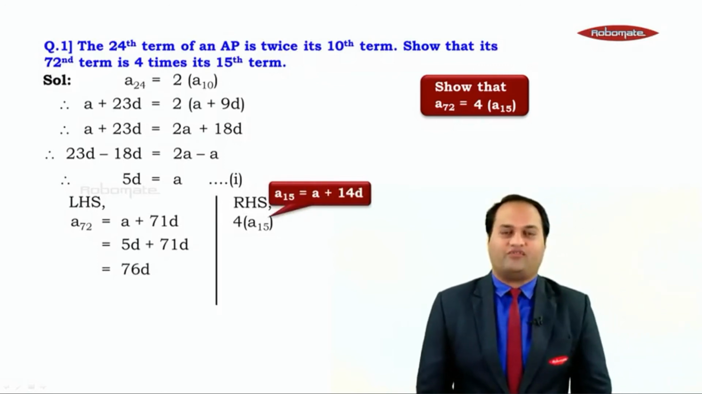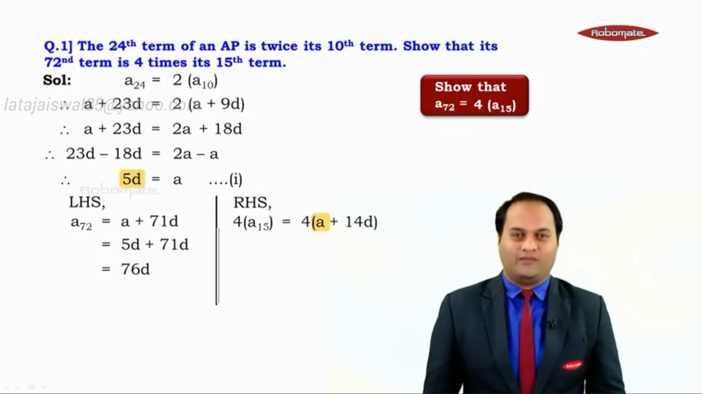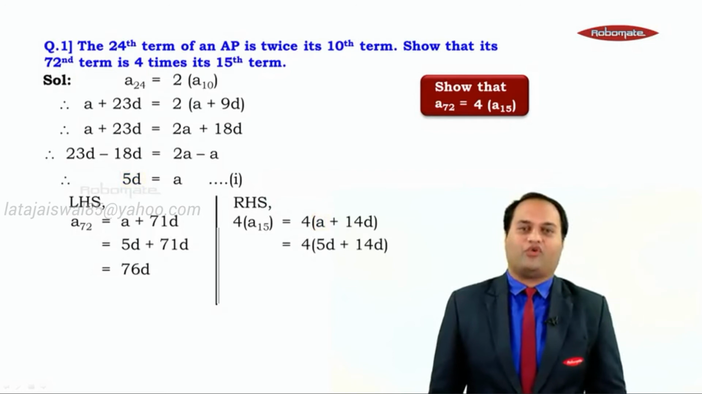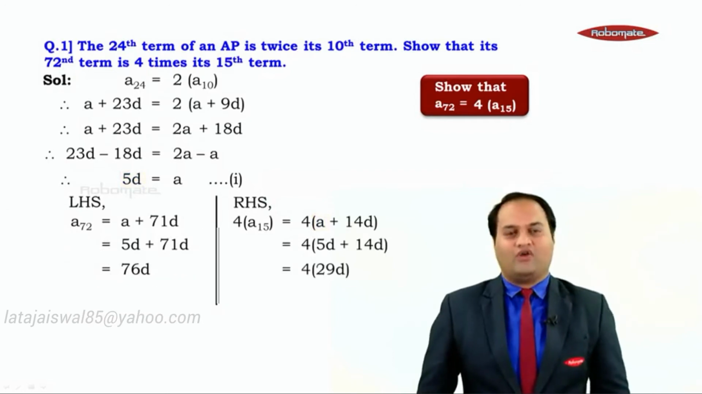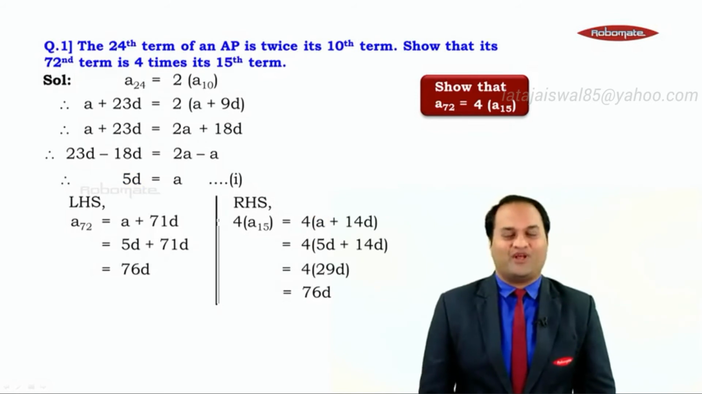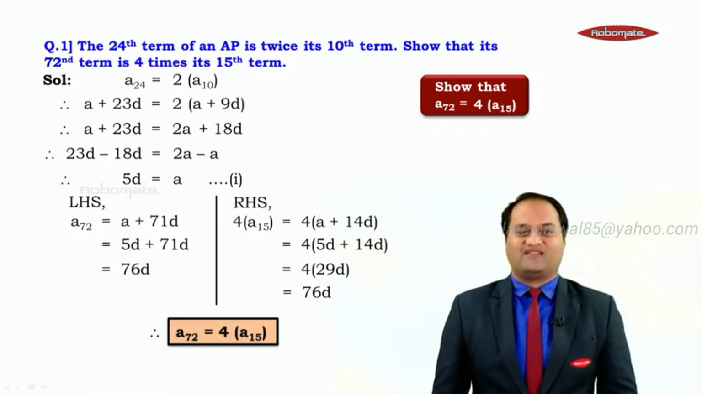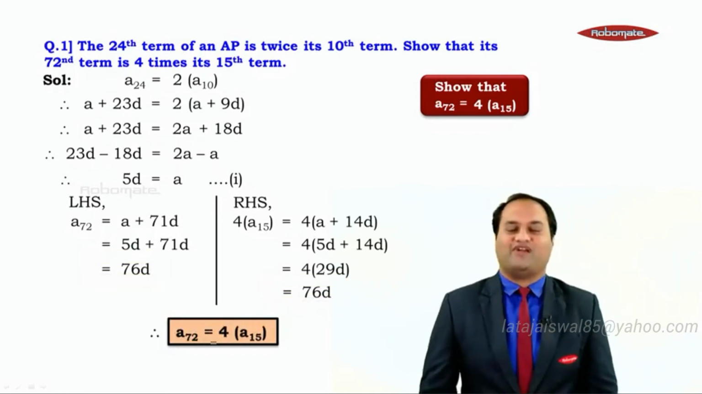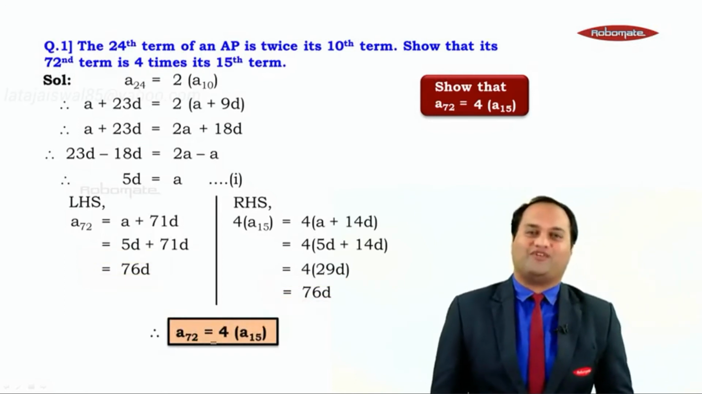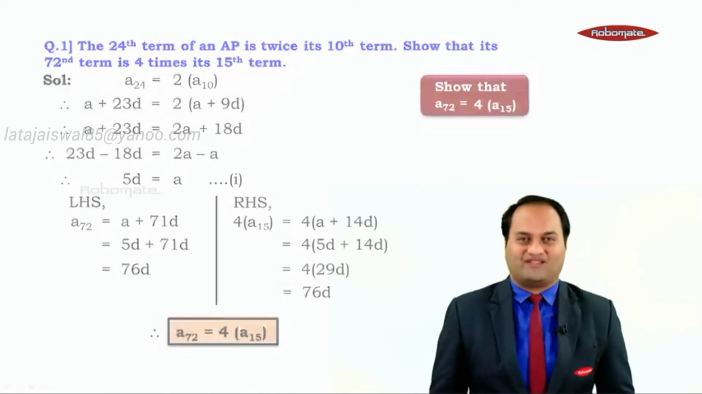Come to RHS. RHS is 4 into A15, that's 4 into A plus 14D. A is 5D, so you get 4 into 5D plus 14D, which is 4 into 19D, that is equal to 76D. So what do you observe? 76D, 76D, LHS is equal to RHS. So A72 is equal to 4 into A15. Very, very simple, right? Let's move on to the next sum.